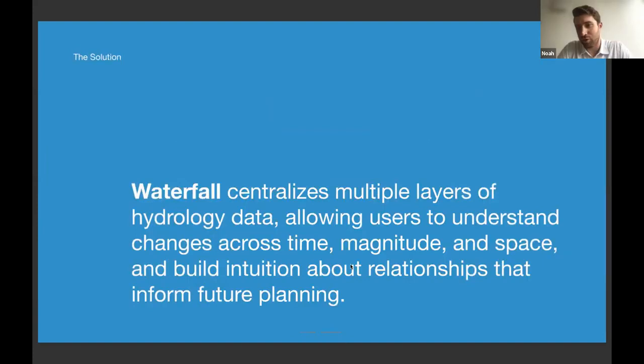And our solution is Waterfall, which centralizes all these different layers of hydrology data and really allows our users to understand these changes across the 3 dimensions that we care about here, which is time, magnitude, and space, all of which supports the building of intuition about these relationships that will hopefully inform future planning.